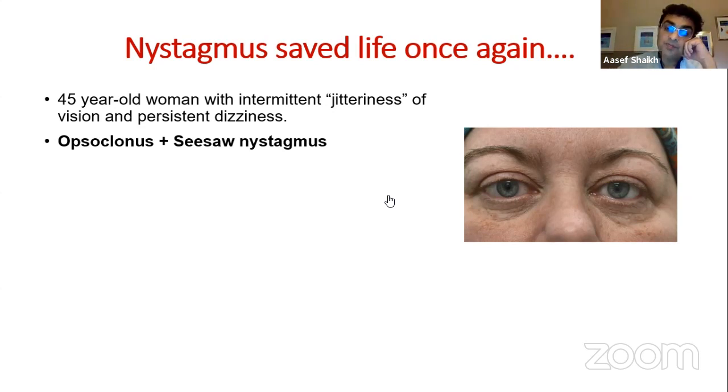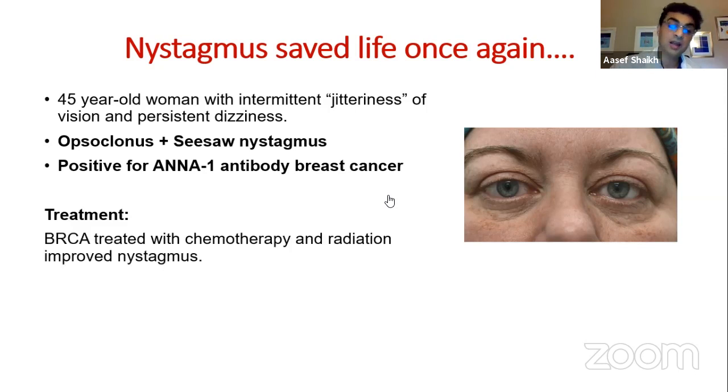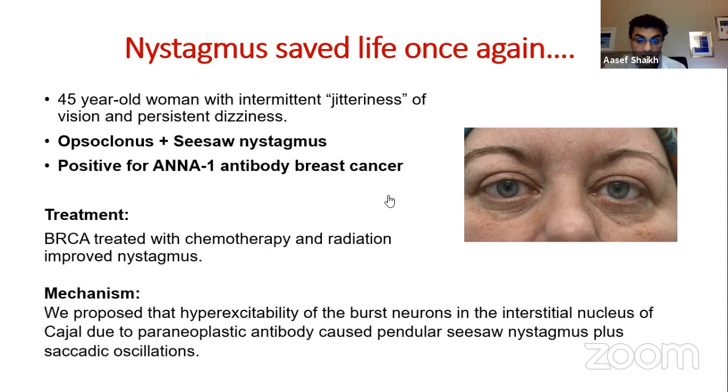She actually had positive ANNA1 antibody for breast cancer. Again, she came with a very robust, dramatic presentation, and we sent out the antibody panel. She was positive. Then we discovered the breast cancer. We treated it, and actually it improved her nystagmus also. And we think it is because of the hyperexcitability of the brainstem neurons, which cause both pendular nystagmus and seesaw nystagmus. And we will talk more details about that in the future.